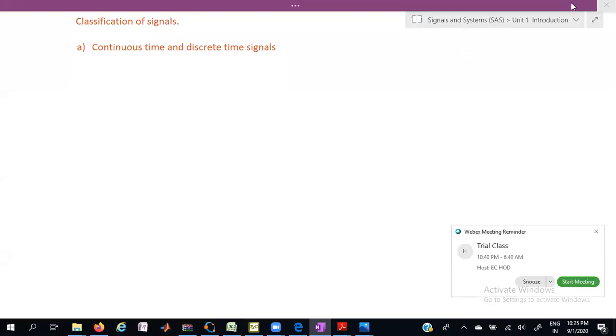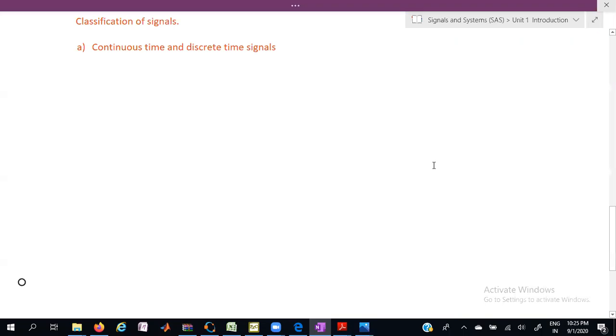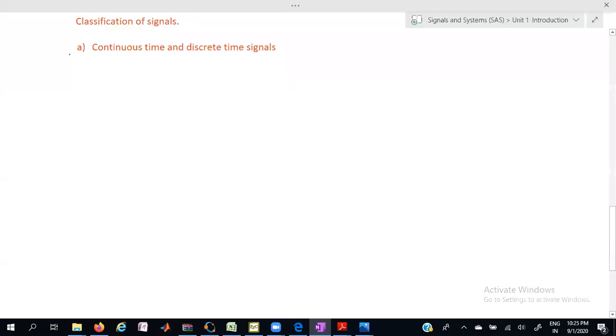So let us now discuss classification of signals. The first classification is continuous time and discrete time. So signals can be classified as continuous time and discrete time.